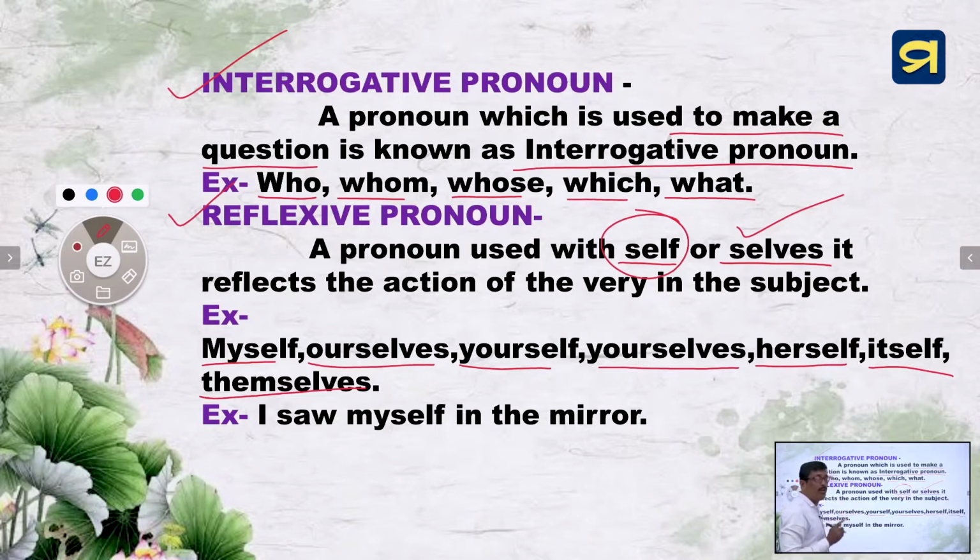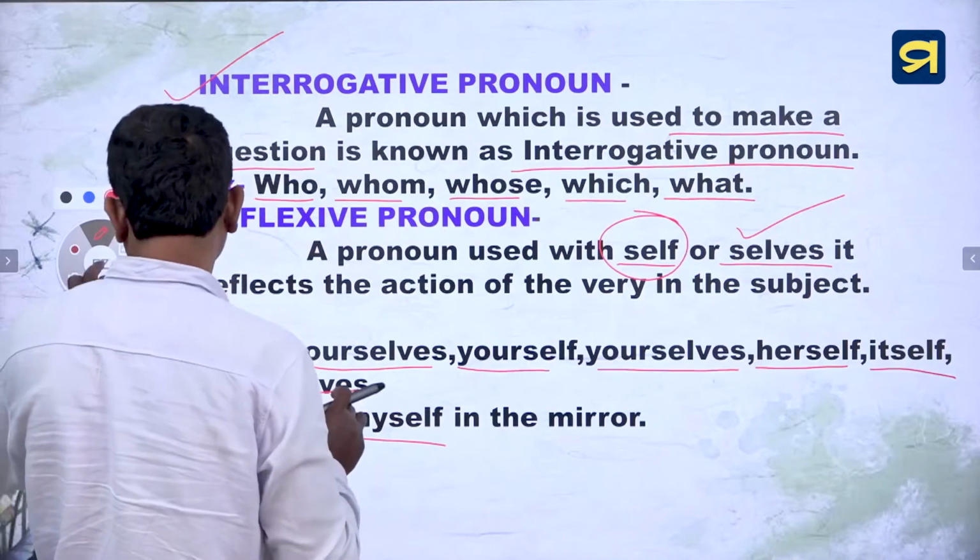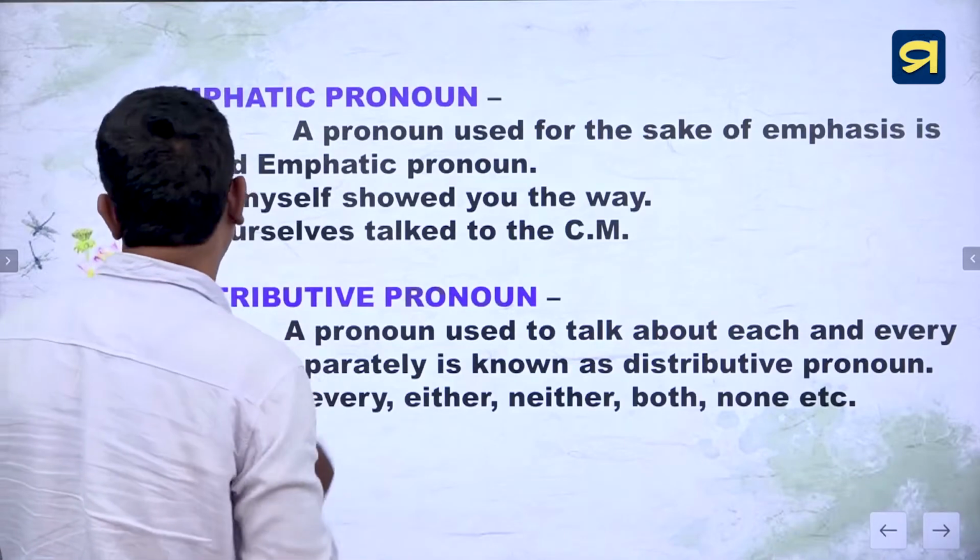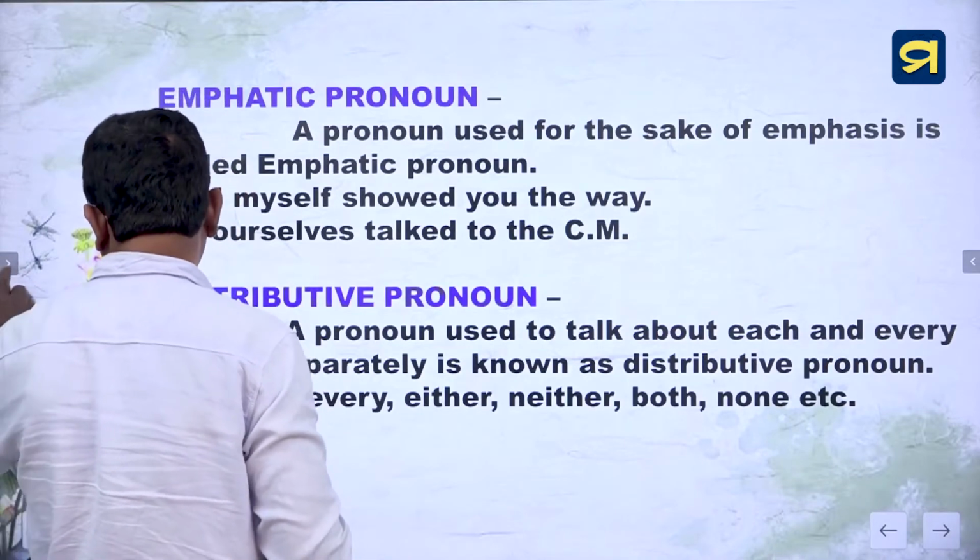I saw myself in the mirror. If the pronoun and the self form are used in two different places, then it is a reflexive pronoun. When the pronoun and the self form are used side by side, we cannot say it is a reflexive pronoun. It is called an emphatic pronoun. Then we are going to discuss emphatic pronoun.